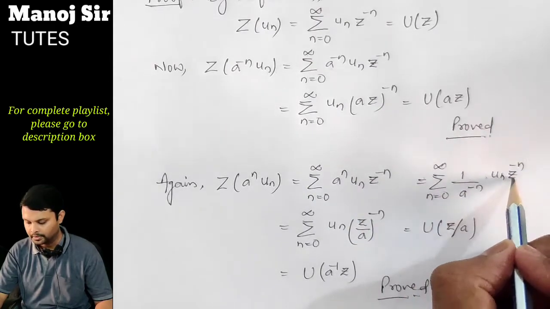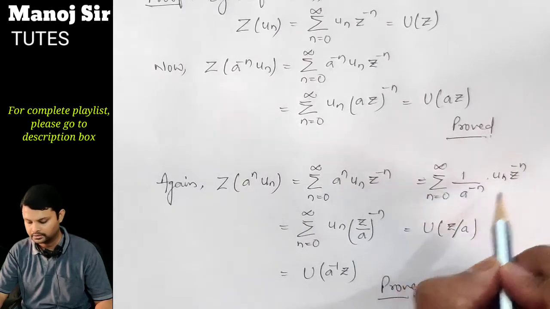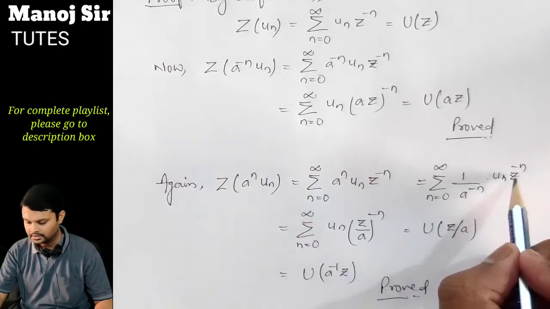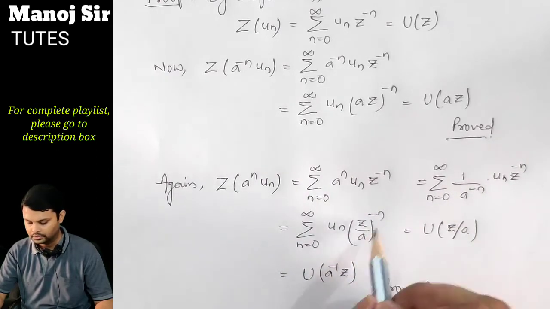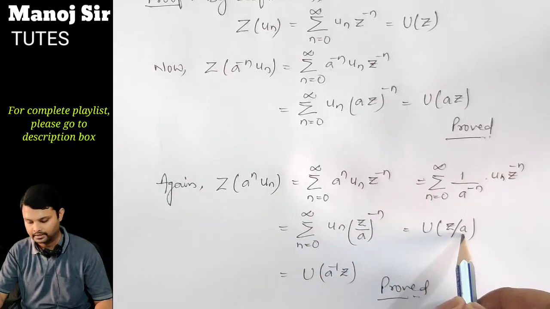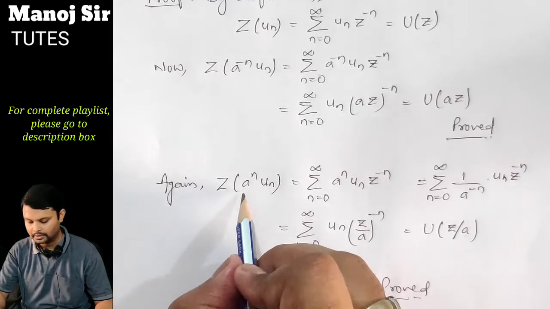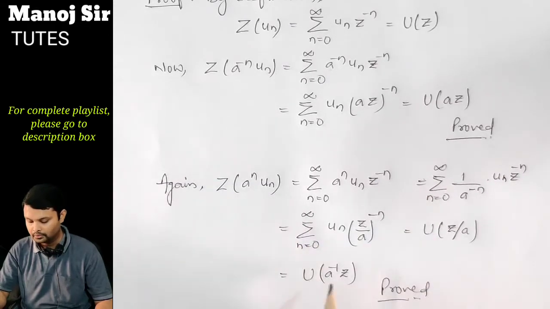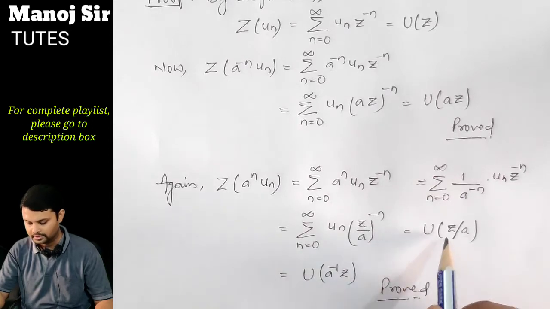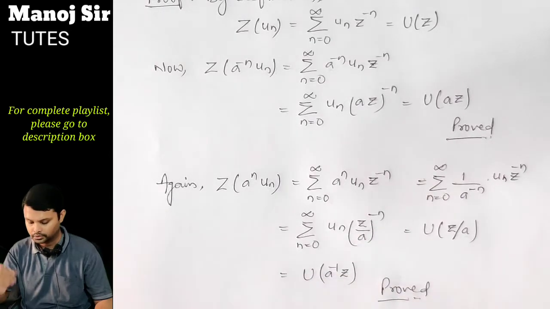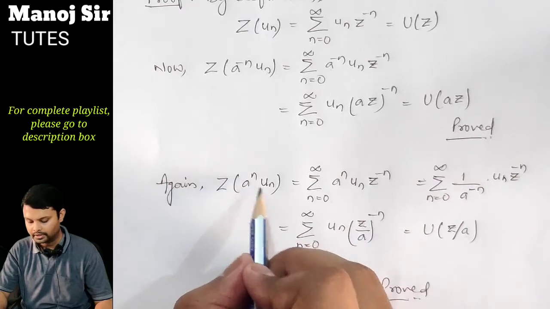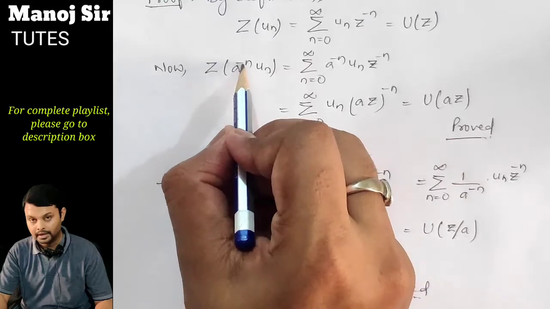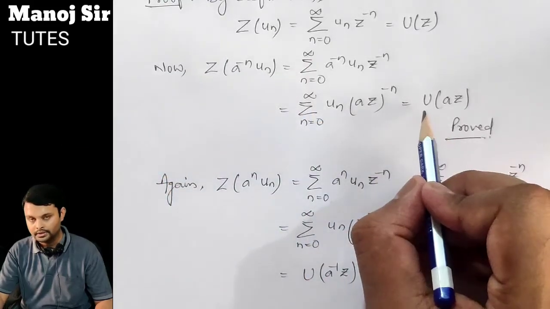Again you can see the power of Z is minus n and the power of A is minus n, so we can combine this: summation n equal to 0 to infinity Un is as it is, Z upon A power minus n. So we can rewrite this as U of Z upon A. Okay, so we can say that Z transform of A power n Un equals U of Z upon A, which can be written as U of A inverse of Z. So we can say Z transform of A power n Un equals U of A inverse of Z, and Z transform of A power minus n Un is equal to U of Az.